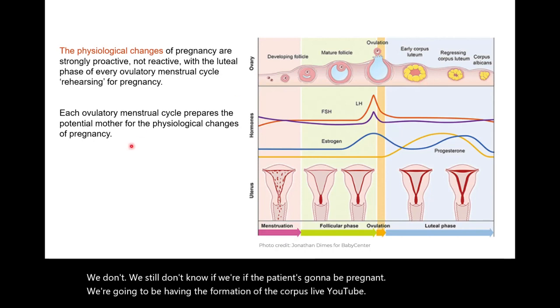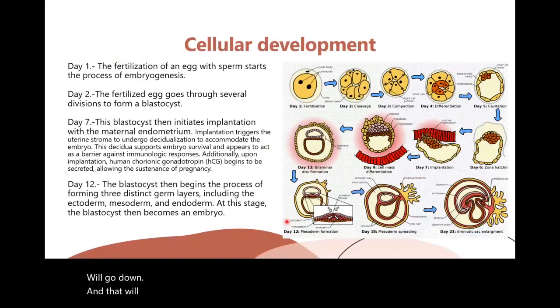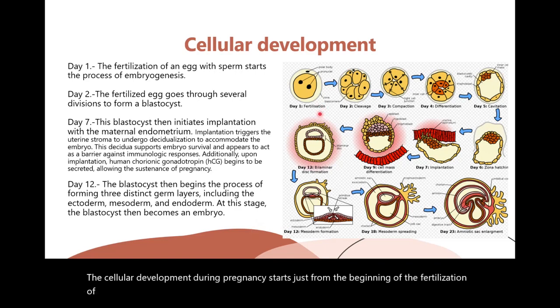So most of the changes that occur in pregnancy are proactive. If pregnancy does not occur, levels of estrogen and progesterone will go down, and that will cause menstruation. The cellular development during pregnancy starts from the beginning, at the fertilization of the egg.